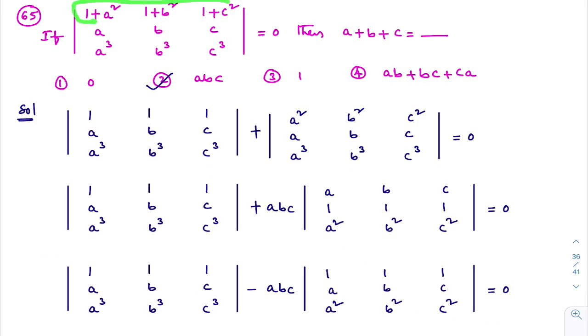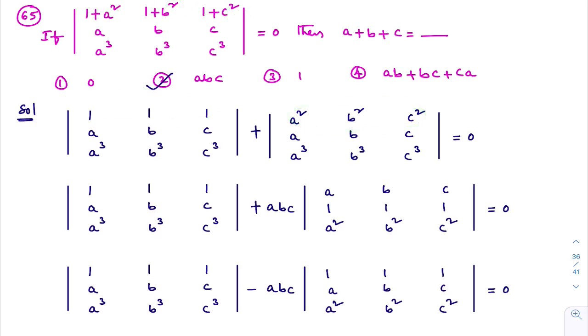In this determinant, all the elements of the first row are expressed as the sum of two terms. Then this determinant can be expressed as the sum of two determinants like this, that we learn in PUC. See, first I have written 1, 1, 1, like 1, 1, 1. Next I have written a square, b square, c square.